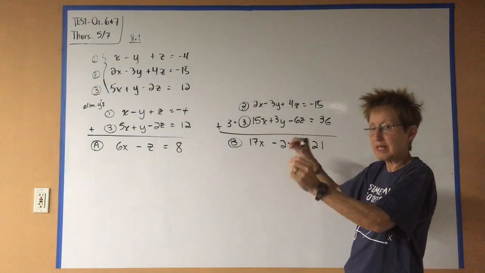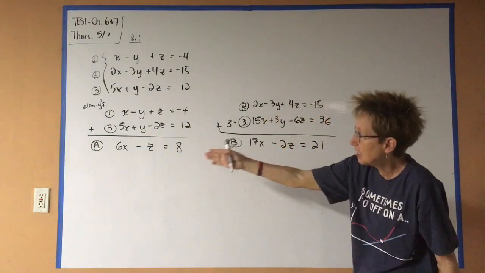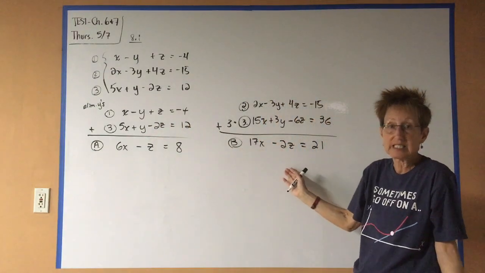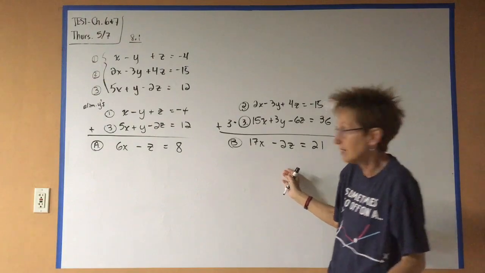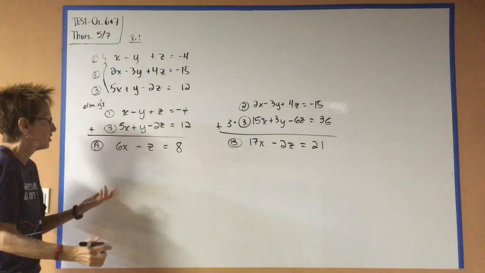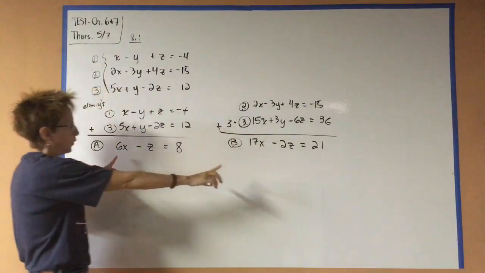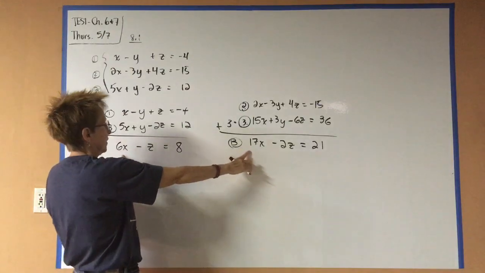I have to eliminate the same variable in both sets so that I now have equations that just have x's and z's in them, because I chose to eliminate the y's. So now I'm going to do elimination again. So this is equation A, this is equation B. Who do I want to eliminate, x's or z's?